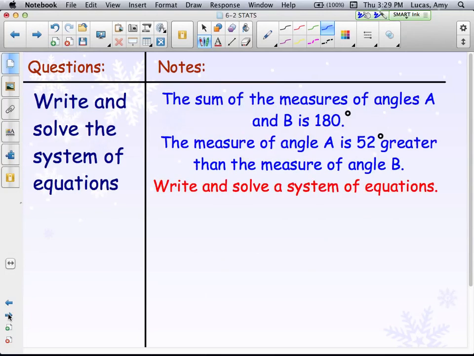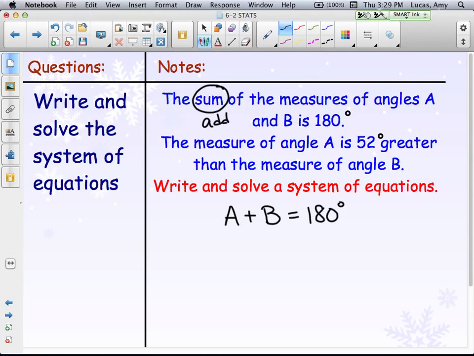Okay, now in geometry, you are most certainly going to see some questions where you have to write a system and solve, especially to find the measures of angles or the lengths of sides in a polygon. So this one says the sum of the measures. So the sum, that word right there means to add. So the sum of the measures of angles A and B is 180 degrees. So A plus B equals 180 degrees.